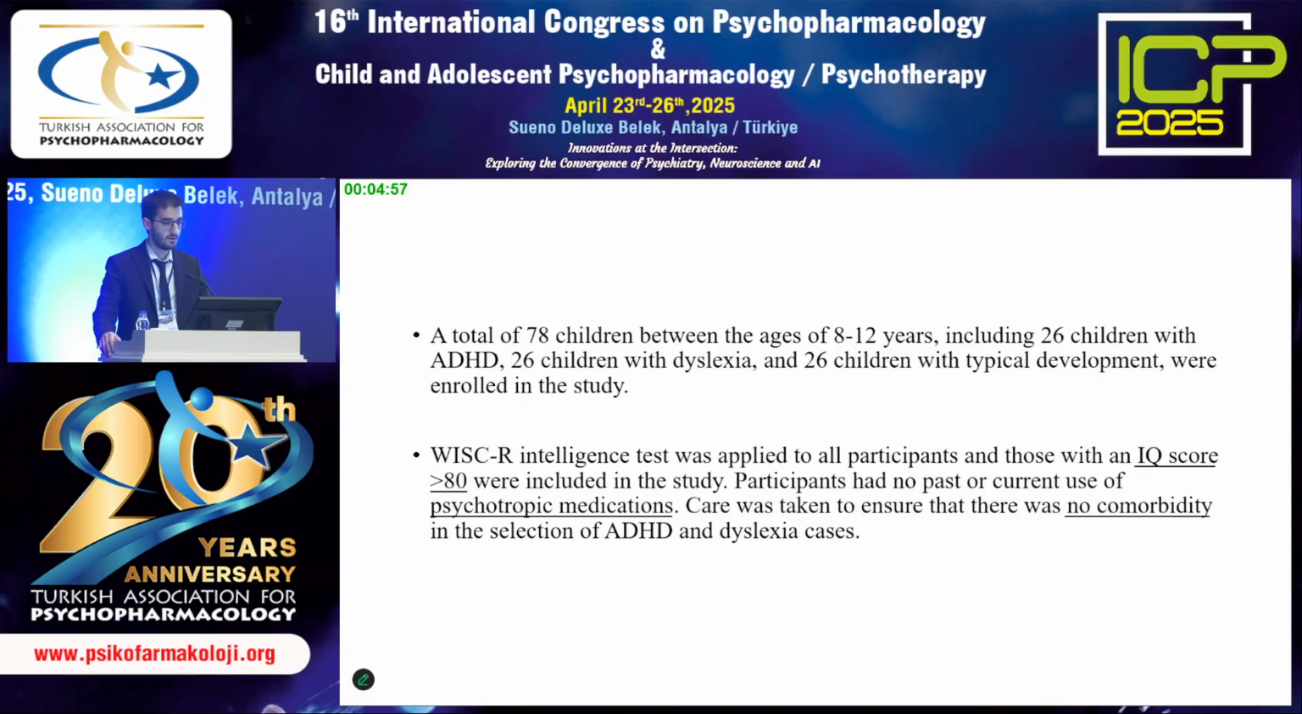Means the saccade. So a total of 78 children between the ages of 8 to 12 years, including 26 children with ADHD, 26 children with dyslexia, and 26 children with typical development were enrolled in the study. The WISC-R intelligence test was applied to all participants, and those with an IQ score greater than 80 were included in the study. Participants had no past or current use of psychotic medications. Care was taken to ensure that there was no comorbidity in the selection of ADHD and dyslexia cases.